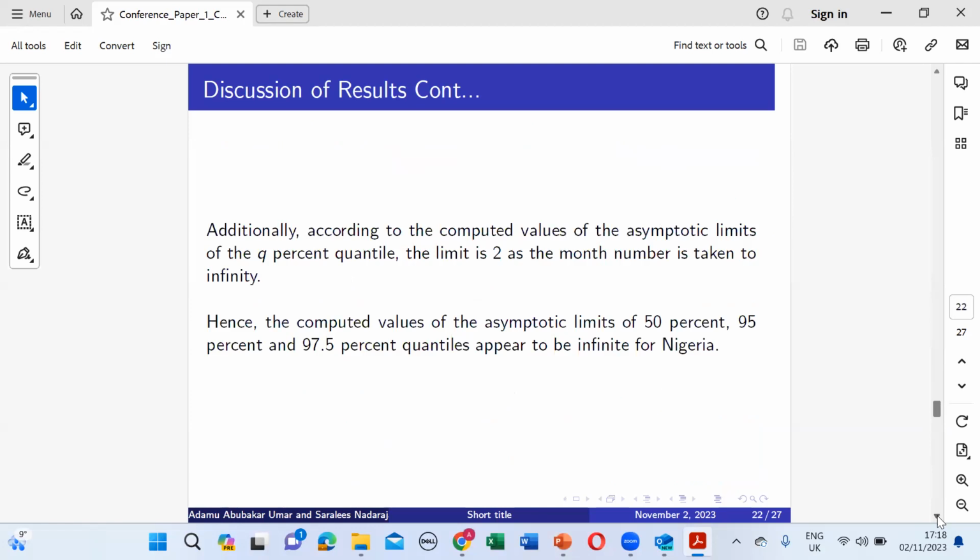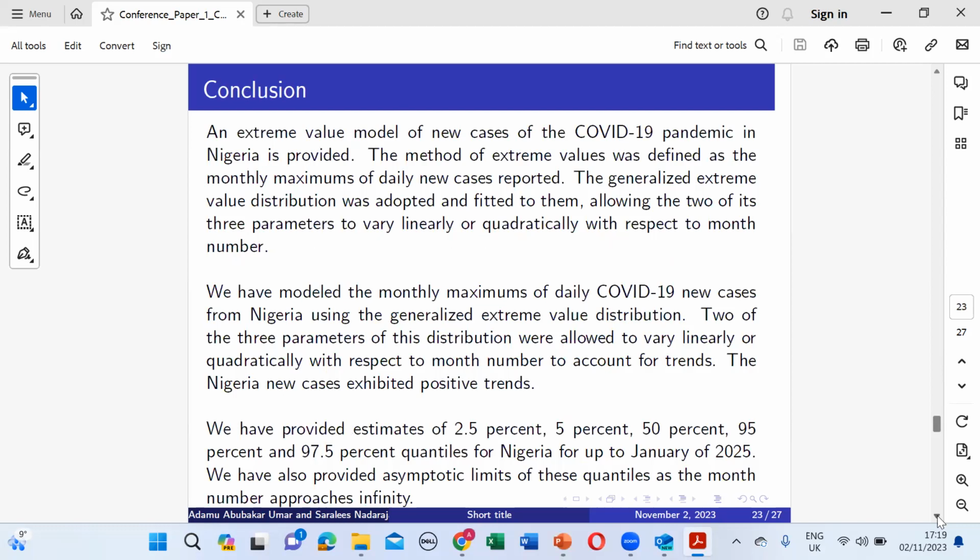Additionally, according to the computed value of the asymptotic limits of the quantile percent, the limit tends to be 2 as the month number is taken to infinity. Hence, the computed value of the asymptotic limit of the 50, 95, and 97.5% quantile appears to be infinity for the Nigerian case.